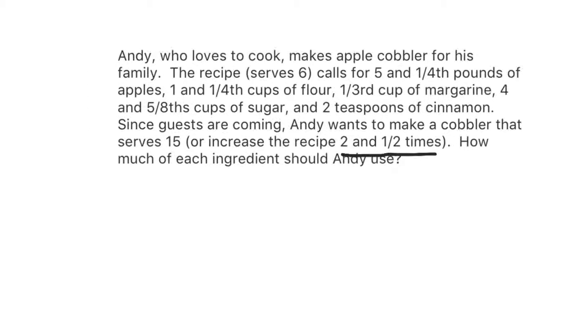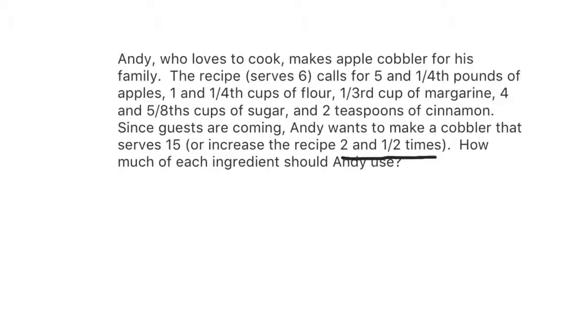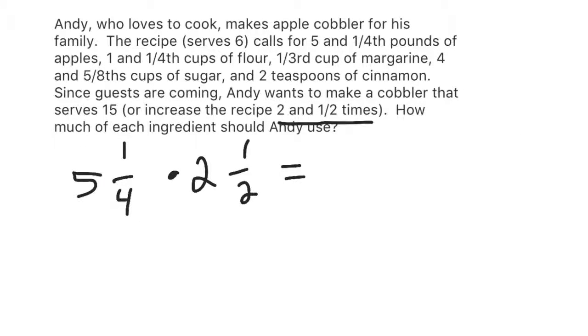So let's start with the first ingredient we see. It says 5 1/4 pounds of apples. So we got 5 1/4 pounds of apples, and we need to increase this 2.5 times. It means we're going to take this and multiply it by 2 1/2. Okay, so you can just multiply.